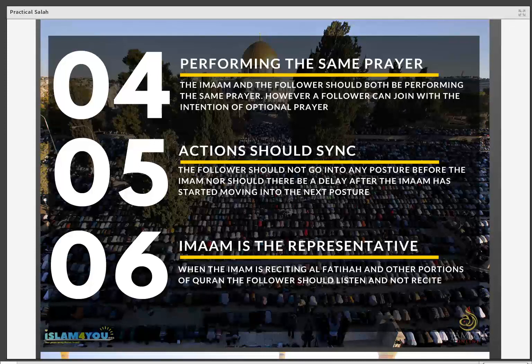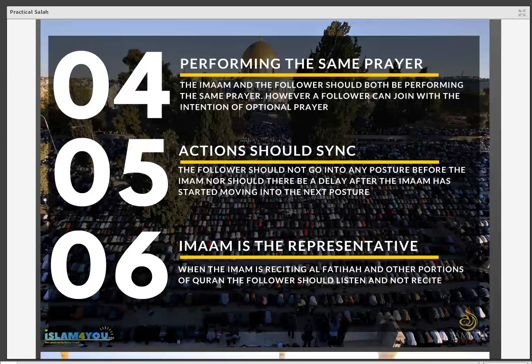Perhaps one is making the intention, oh Allah, I'm doing it as Ishraq Salah. We'll discuss all of that. And another one is making it as a reason for istikhara. So that is fine. But basically what we mentioned here is that when it comes to the performance of a fard salah, then the two should be performing the same prayer. Then the actions should sync.